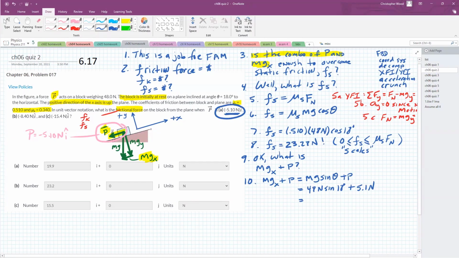I have 48 times sine of 18 plus 5.1. I have 19.93. So I win. Static friction wins. So, aha, big moment. F sub S wins. Okay, so you know what it means, because this is a great story to tell. Fascinating too. If needed, I can cough up 23.28 newtons of static friction.